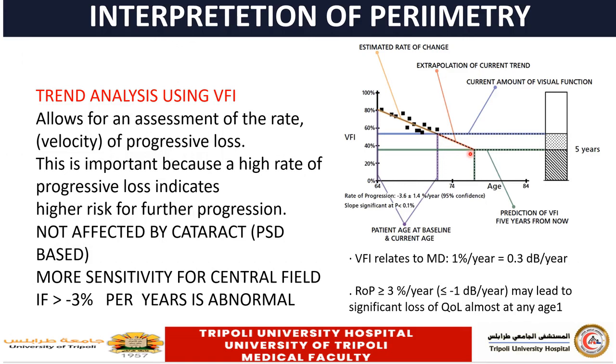The normal decay, or decrease in the sensitivity, per year should not exceed 3% per year. And if it is more than 3%, it will be regarded as abnormal, which is equivalent to about 1 to 1.5 decibel in each point of the retina, especially the central area, per year. So trend analysis is very useful and it needs a long time to establish. However, it is very useful to the clinician to predict the prognosis of the patient.